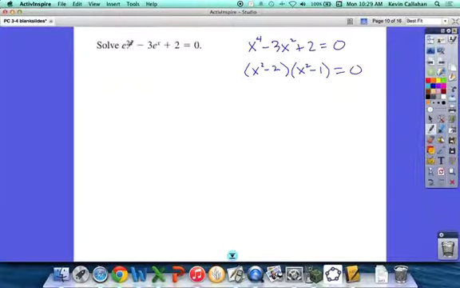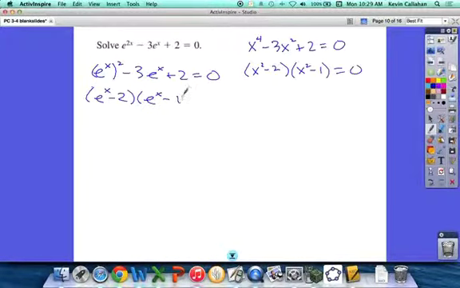I mean, we can rewrite this a little bit if it helps. E to the x squared minus 3e to the x plus 2 equals 0. So if e to the x is like our, in a quadratic, the x term, right? This is e to the x squared. So it is like a quadratic. It's quadratic in terms of the powers there. So this one will factor like e to the x minus 2 times e to the x minus 1.